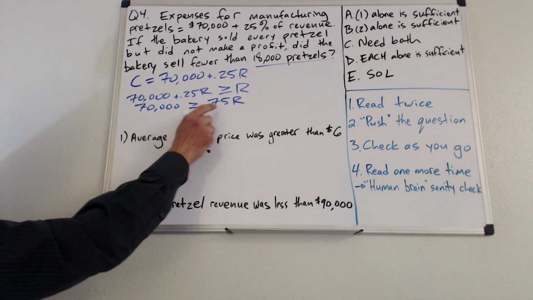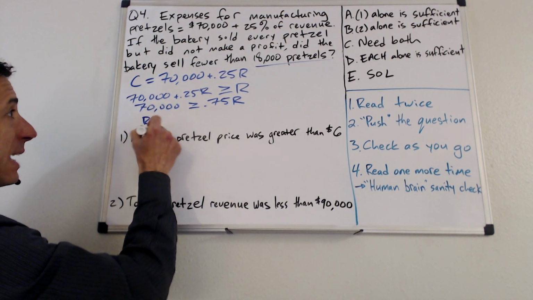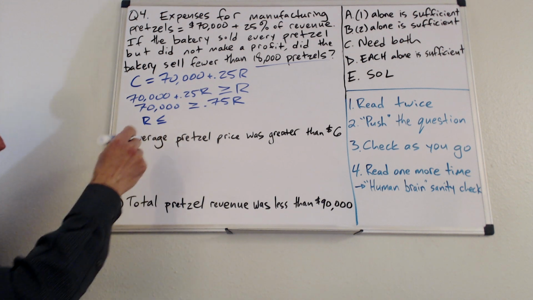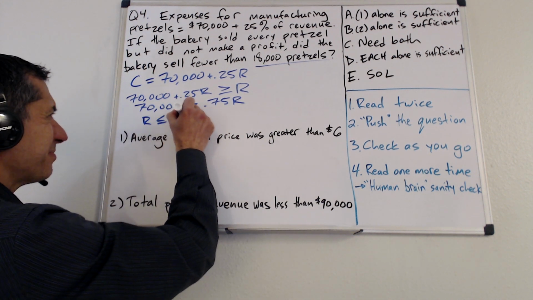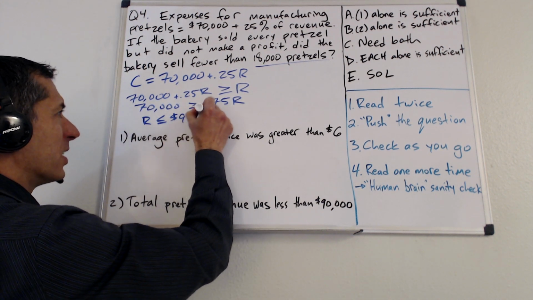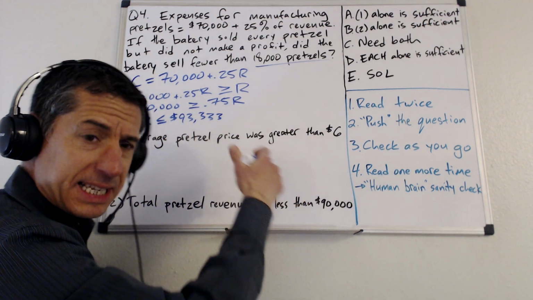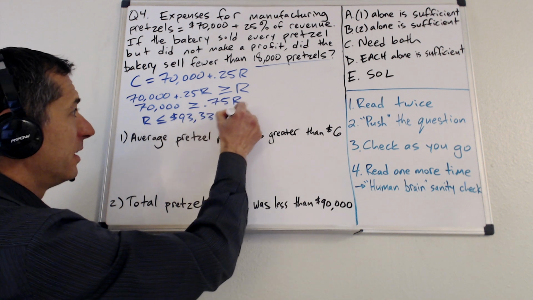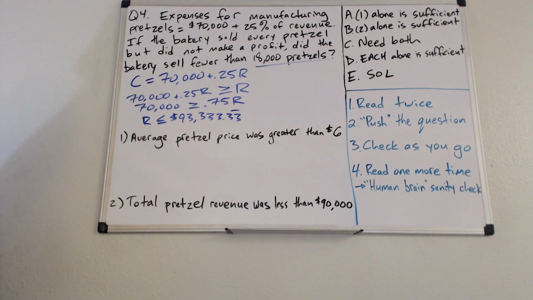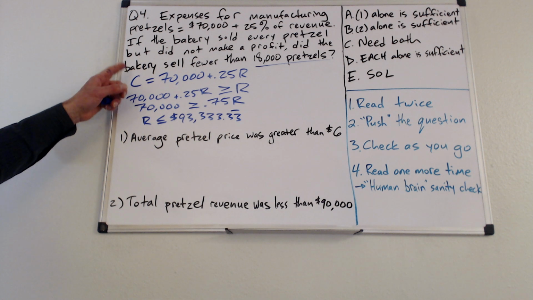So we do the division, divide out the 0.75, and what do we get? We get that revenue must be less than or equal to, you get kind of an ugly number here, 93,333 and 33 cents, but this is close enough here. The 33 is going to repeat. Okay, cool. Now what do I do with this thing?